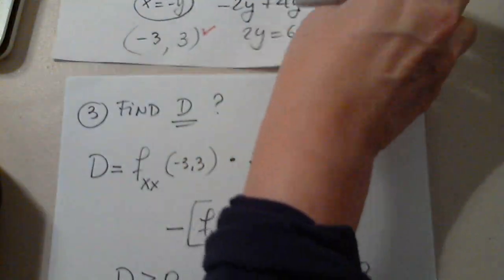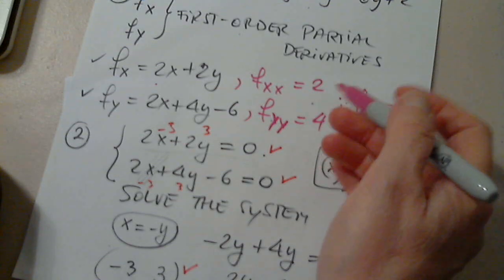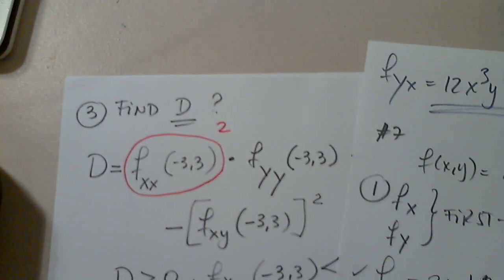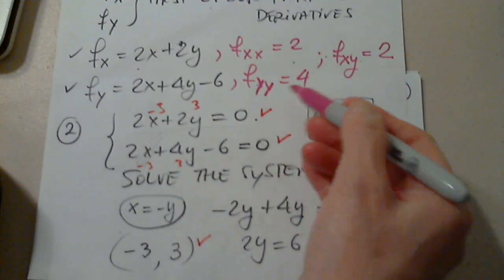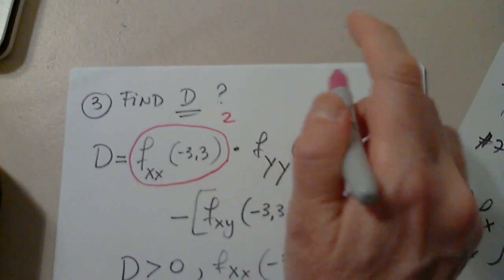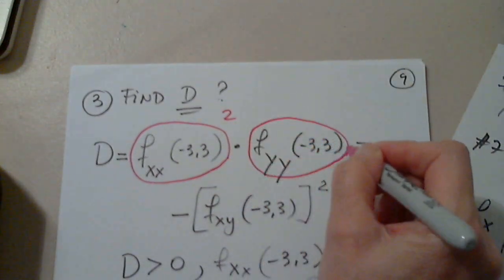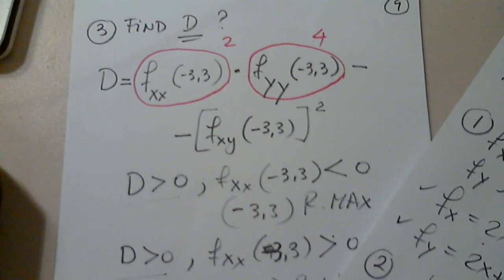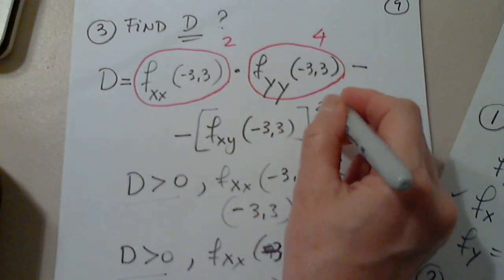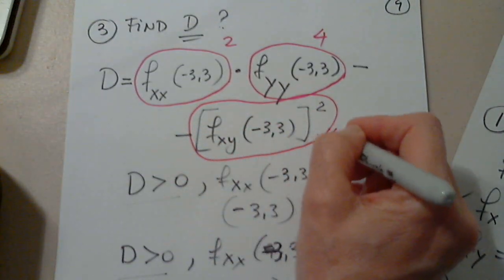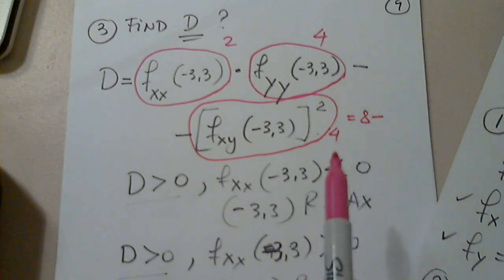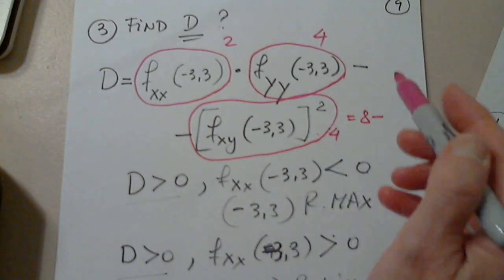I cannot even plug in because it's just a constant. Lovely. So this is 2. I cannot even plug in because it doesn't have x and y. So this is just a constant. Beautiful. I cannot even plug in. This is too easy. It's just 2. So this will be 2 squared, which is 4. 2 times 4 is 8. 8 minus 4 squared, which is 16.